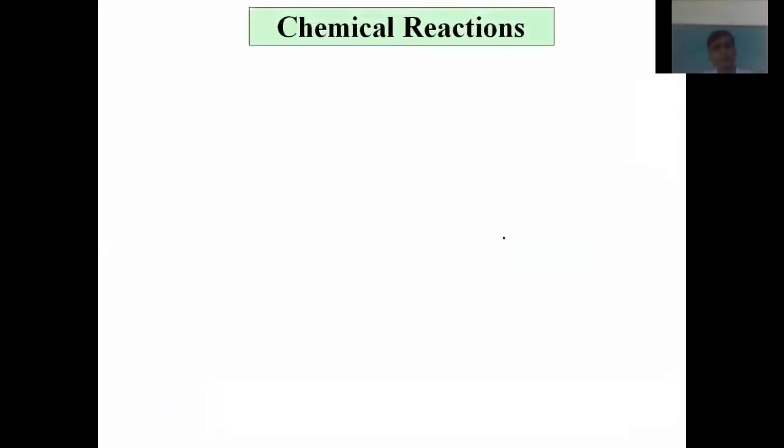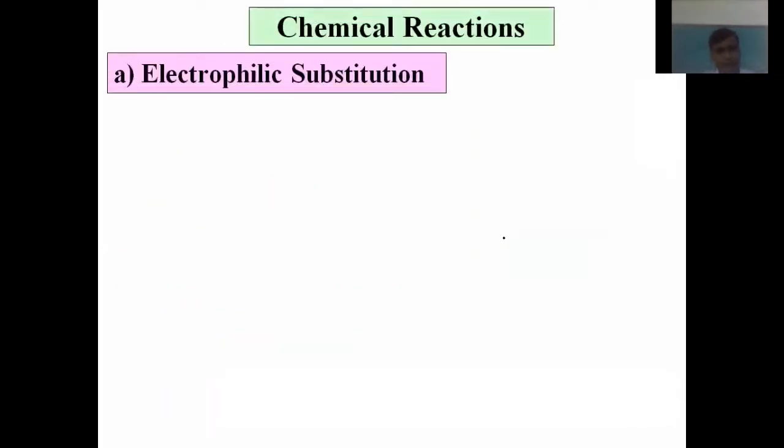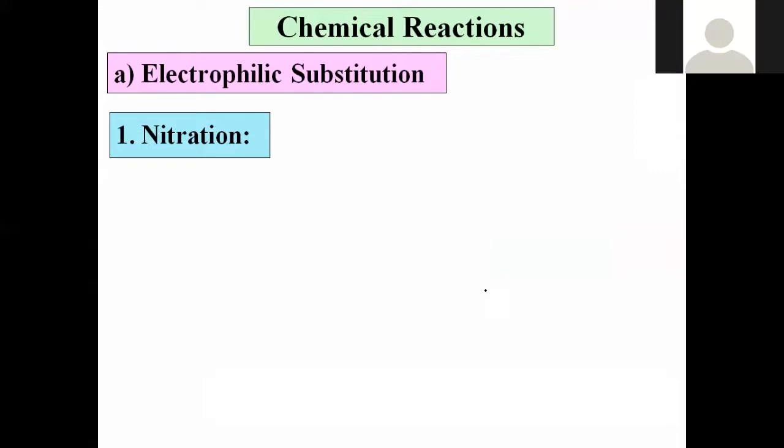Now let us see some chemical reactions shown by Pyrrole. The first one: Pyrrole is an example of an aromatic compound. It is heterocyclic but aromatic in nature, and therefore, similar to other aromatic compounds, it undergoes electrophilic substitution reaction. We have studied how it undergoes electrophilic substitution reaction at position 2. Then let us see some electrophilic substitution reactions.